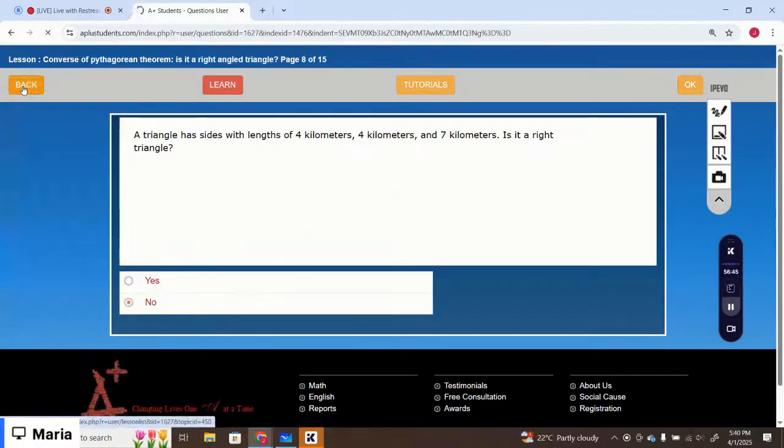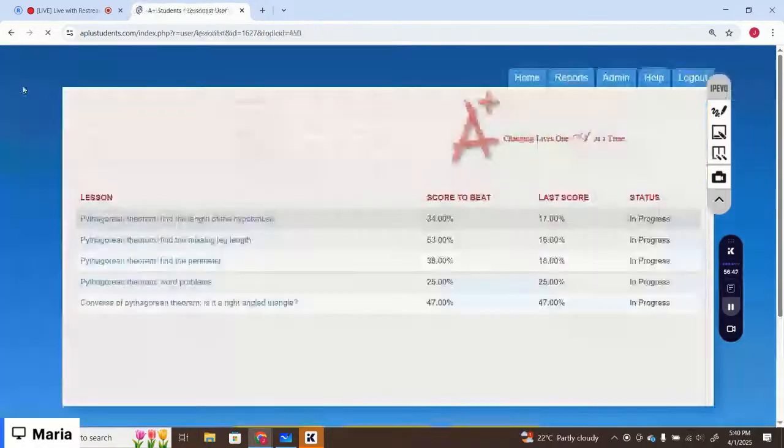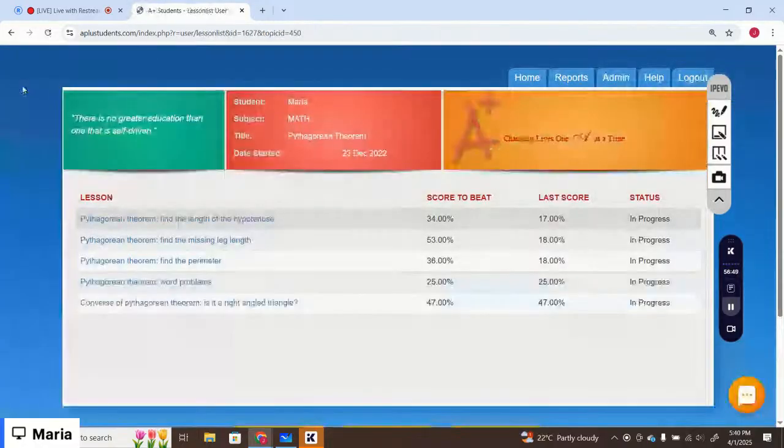So we were working on grade 8 math. The chapter we were working on is Pythagorean theorem. The lessons we have covered today are Pythagorean theorem, find the length of the hypotenuse; Pythagorean theorem, find the missing leg length; Pythagorean theorem, find the perimeter; and converse of Pythagorean theorem, is it a right angle triangle.